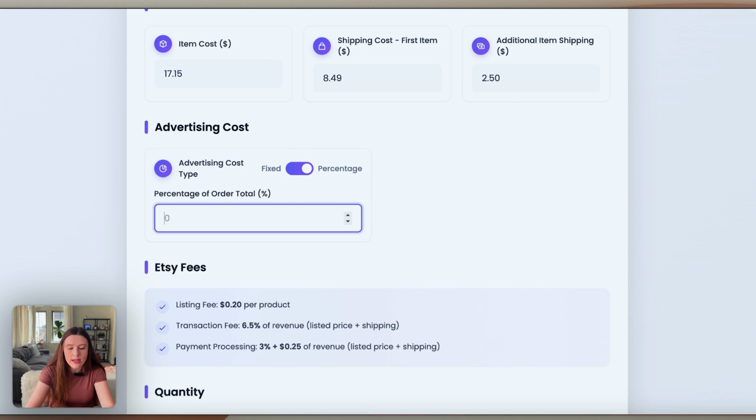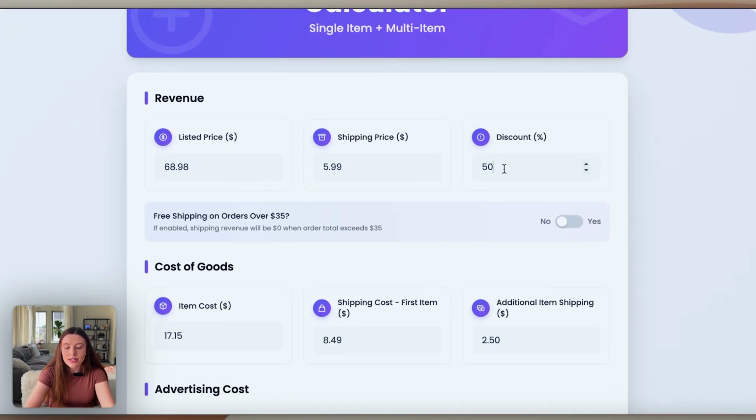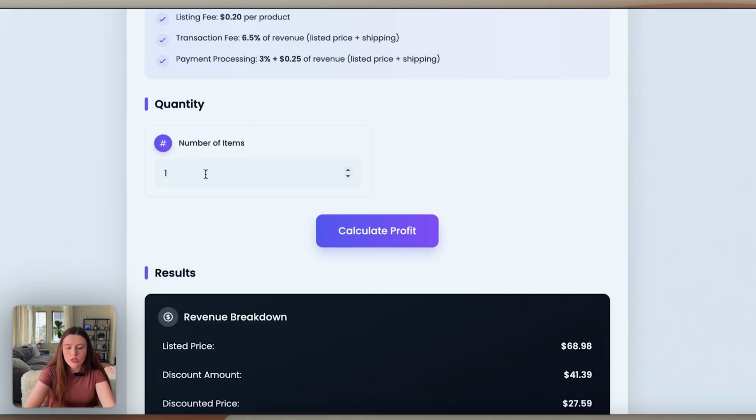So I'm going to go ahead again and say $0 for our advertising cost. And then I'm going to come back up to here and I'm going to say, okay, it's 50% off if you order one, but let's do 60% off if you order two. And that's something that we would include in the listing. And then I'm going to go down to here and make sure that my number of items reflects that. So I'm going to hit calculate profit.